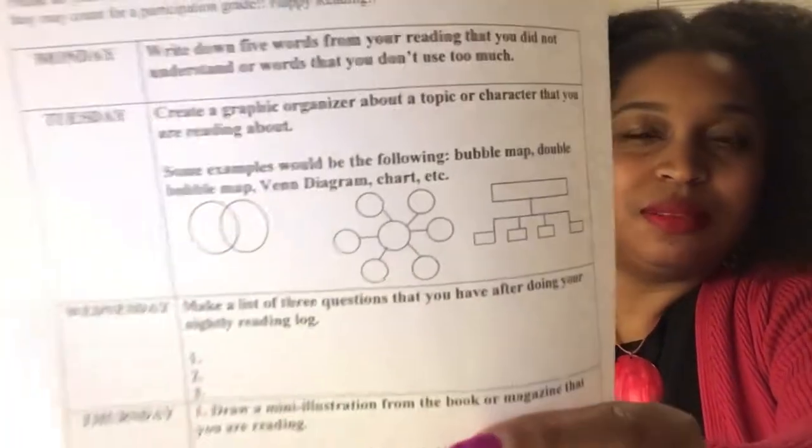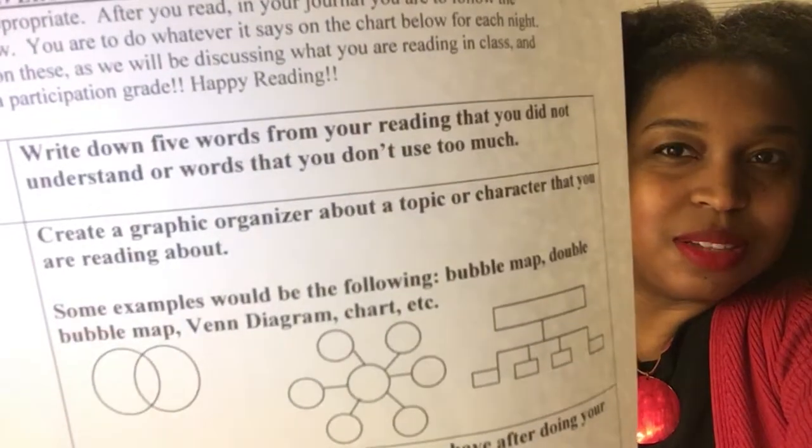Tuesday, graphic organizers are big. You don't know what a graphic organizer is? There's some examples. For Tuesday, I focused on graphic organizers, organizing of text. So they would create a graphic organizer about a topic or a character that they're reading about, and whatever it is they're reading. It may not necessarily be a character. It could be a topic if they're reading informational text. Some examples would be a bubble map, double bubble, all the different maps that we are familiar with. But it's where they get to be visual as well as exploring text and text structure.